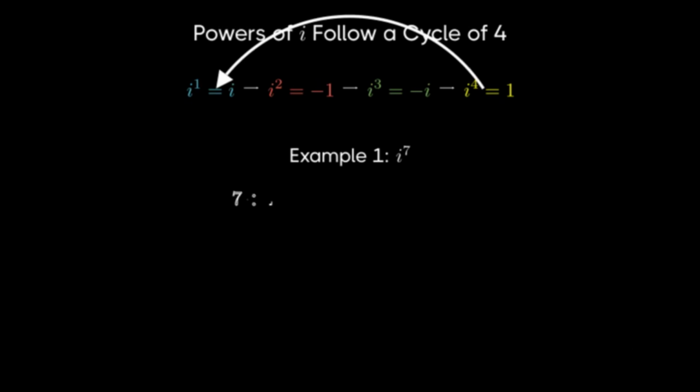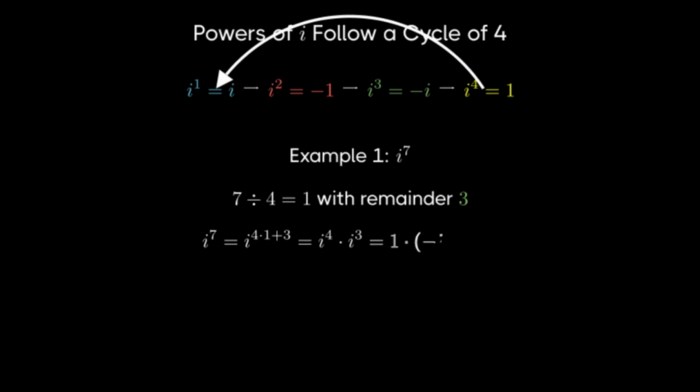Let's apply this pattern to find i to the power of 7. Instead of multiplying i by itself 7 times, we can use the cycle of 4 to simplify our work. The key insight is to divide the exponent by 4. When we divide 7 by 4, we get 1 with a remainder of 3. This remainder tells us which position in our cycle corresponds to i to the 7th power.